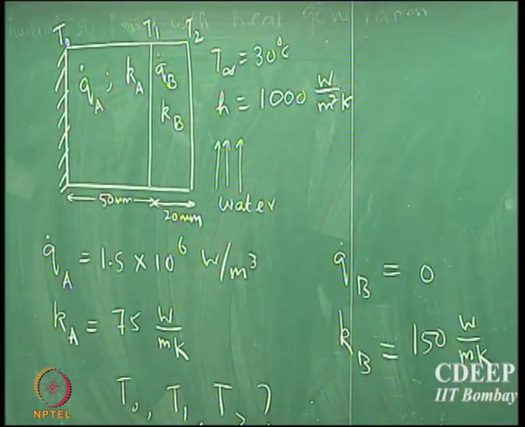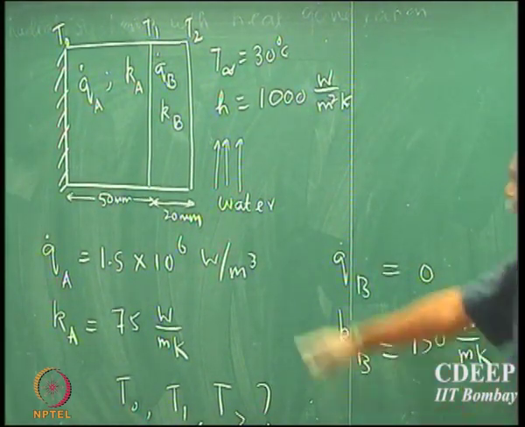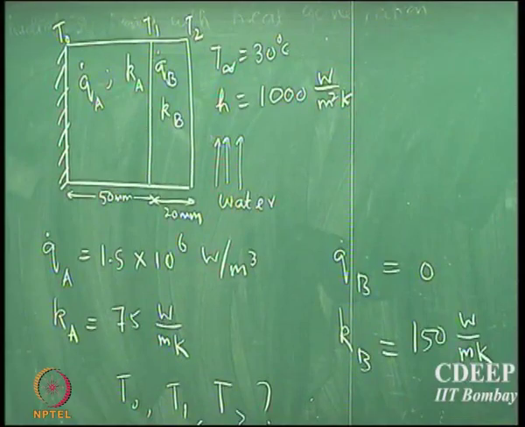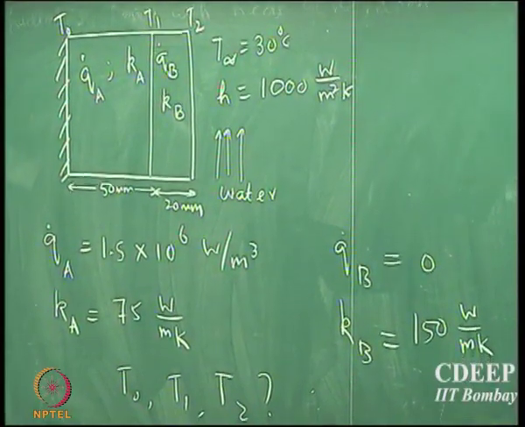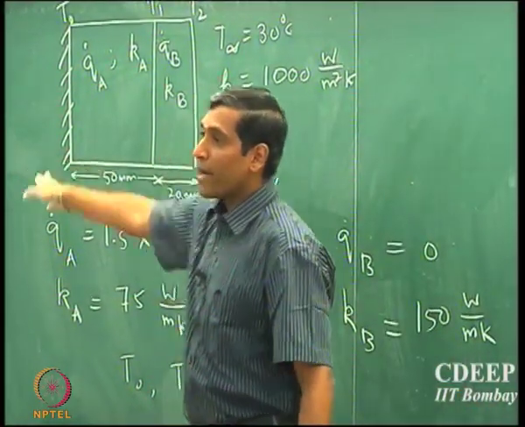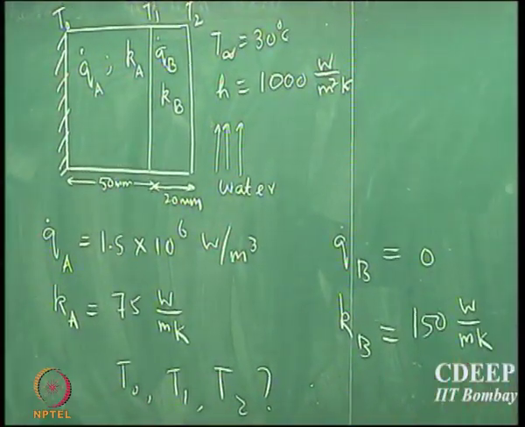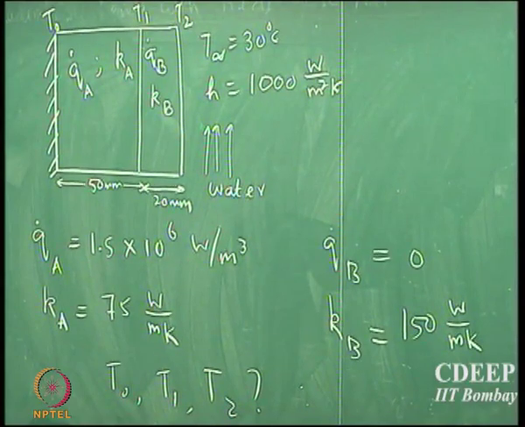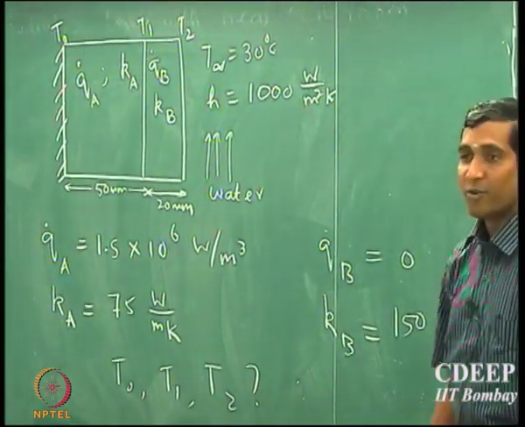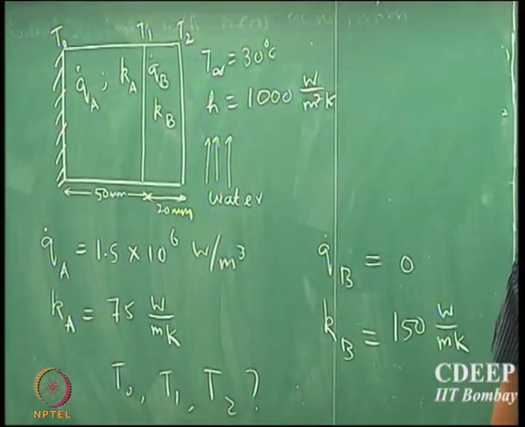So the question is, we need to find the temperatures of these three locations. T0 is at the location where the adiabatic condition is maintained, T1 is the interface between the two slabs, and T2 is the exterior surface. So how should we proceed?